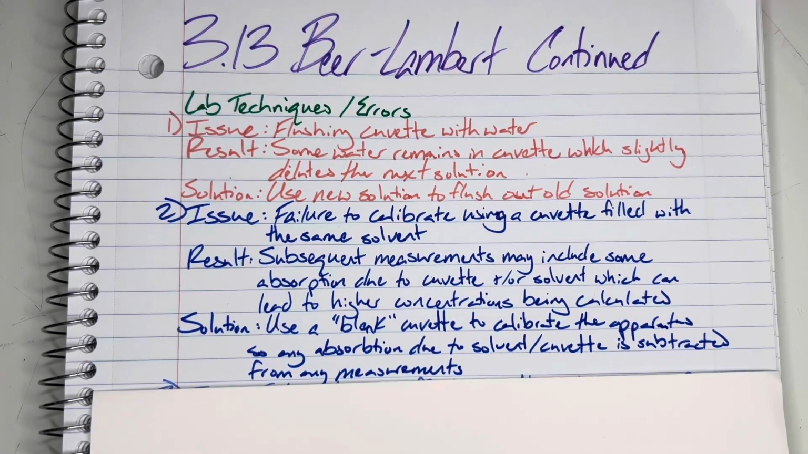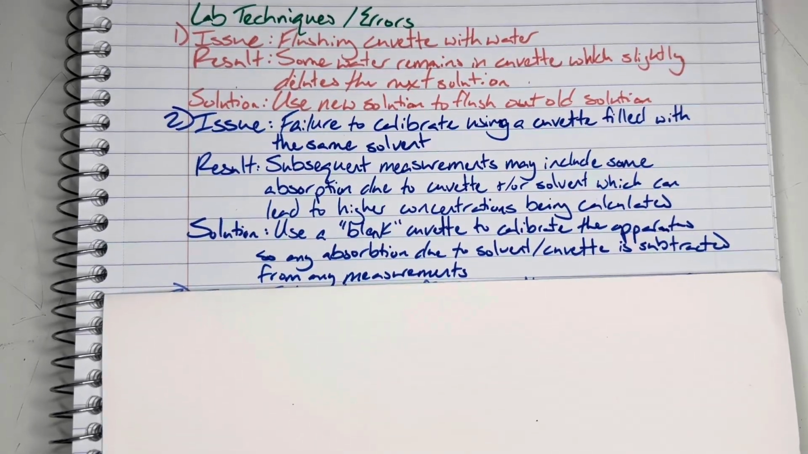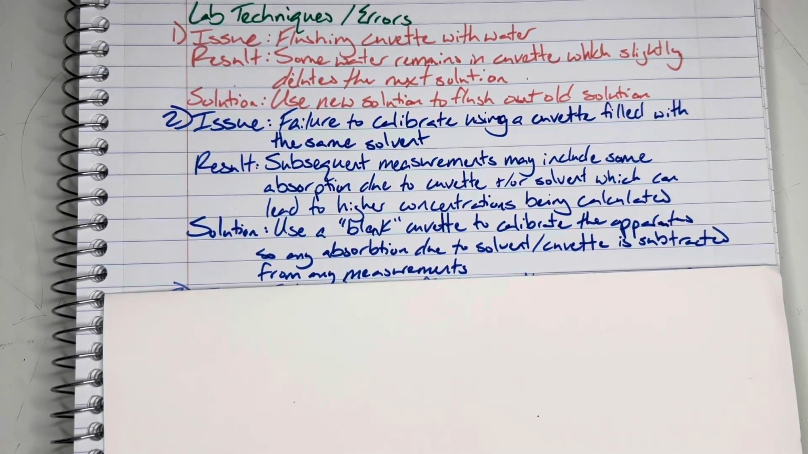And so what you should do instead is to make sure that you use a blank cuvette. This would be filled with your solvent in the cuvette that you're going to be using for your measurements, and that will allow you to go ahead and subtract out any of the absorbance that is specifically from the solvent itself or the cuvette itself.